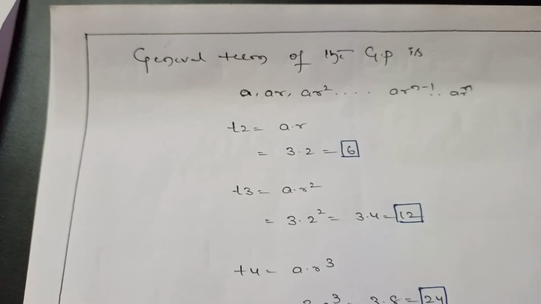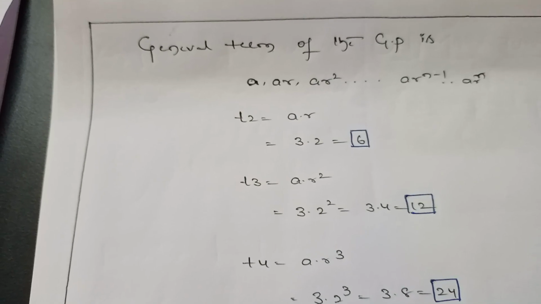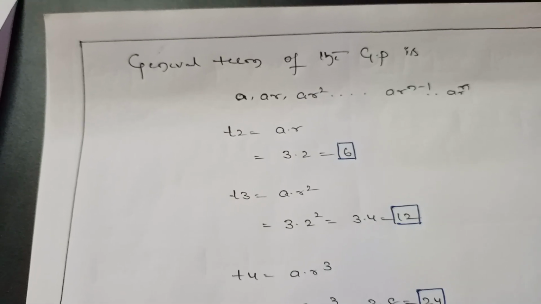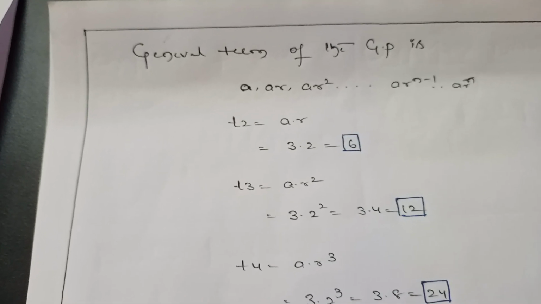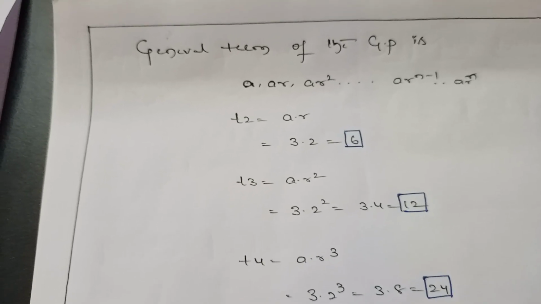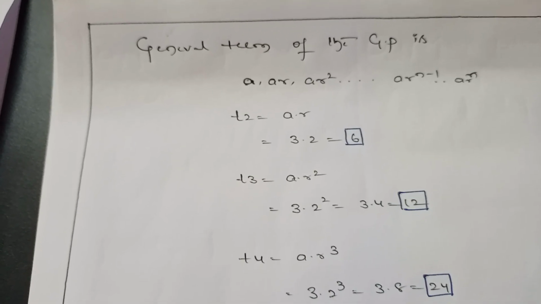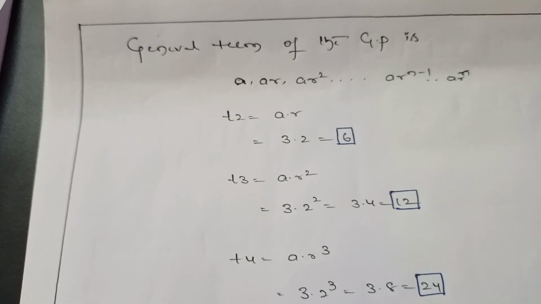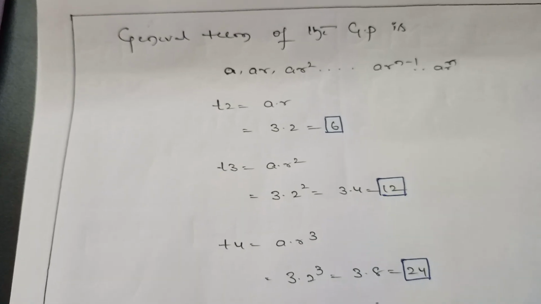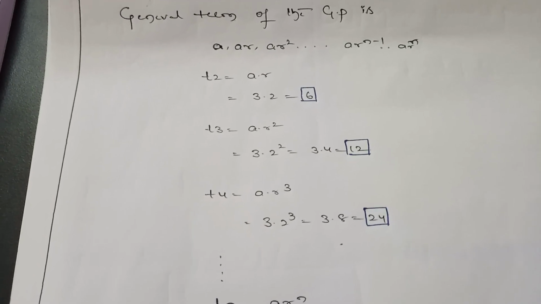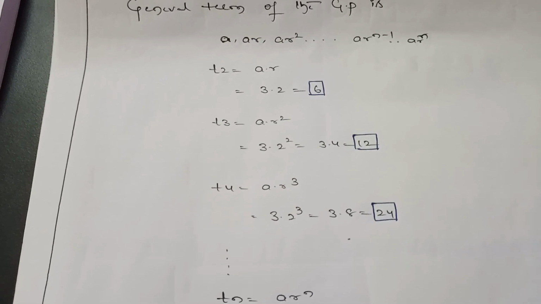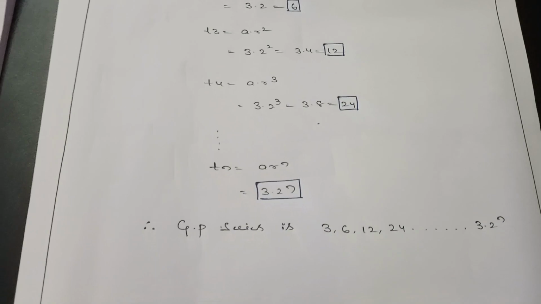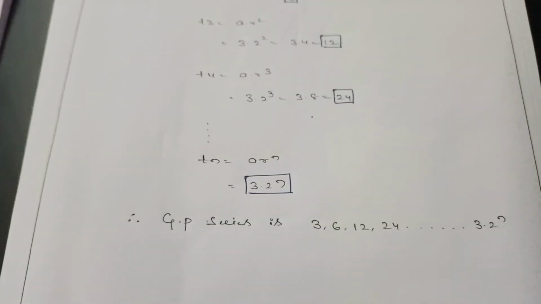So what is T2 here? The formula is A into R, where A is given as 3 and R is given as 2, so that gives 6. So what is T3, the third term? A into R square. Substitute the values: A, the first term, is 3 and R square is 2 square, that is 4. So 3 into 4 is 12. Similarly T4 is A into R power 3, that is 3 into 2 cube, that is 3 into 2 into 2 into 2, that is 24, guys. And so on, the last term is A into R power n.